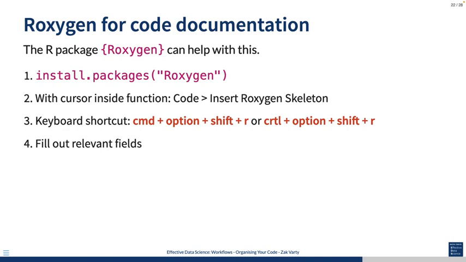To use roxygen, it's a bit different to other packages. You only need to install it once, and it doesn't need to be loaded with every library call at the top of your script. After you've installed the package, and with your cursor inside a function definition, you can insert the skeleton code to document that function in one of two ways. You can either use the RStudio menu or the keyboard shortcut that's appropriate for your operating system.